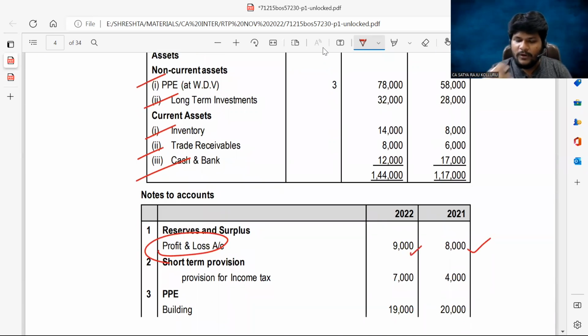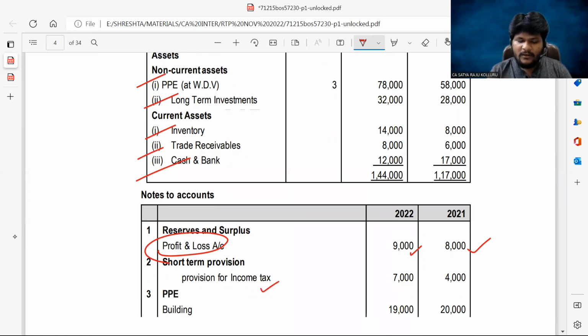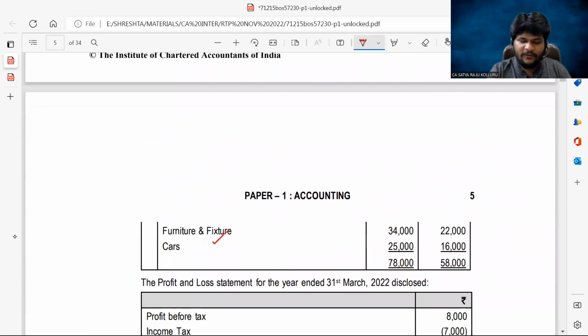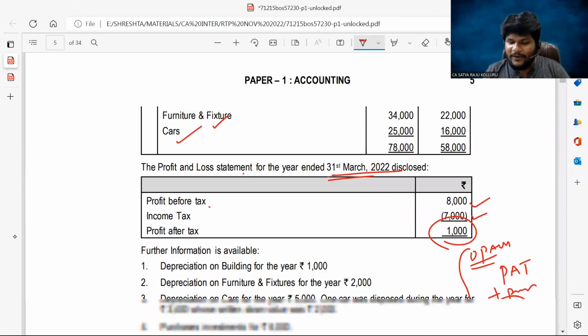2021 8,000, 2022 9,000. Okay. Provision for income tax was given. Under short-term provision, PPE building is one PPE, furniture and fixtures and cars are also available. Okay. The profit and loss statement for the year ended 31st March 2022 is disclosed. Profit before tax was 8,000. Income tax was 7,000. Profit after tax was 1,000. This is the required information for me.